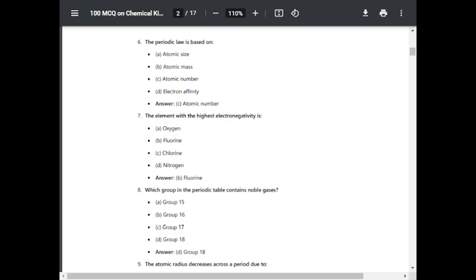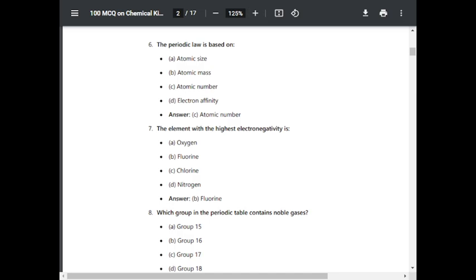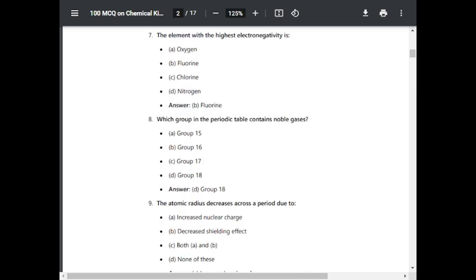Question number 7. The element with the highest electronegativity is: option A oxygen, option B fluorine, option C chlorine, option D nitrogen. The correct answer is B, fluorine. The element with the highest electronegativity is fluorine. Option B is correct.